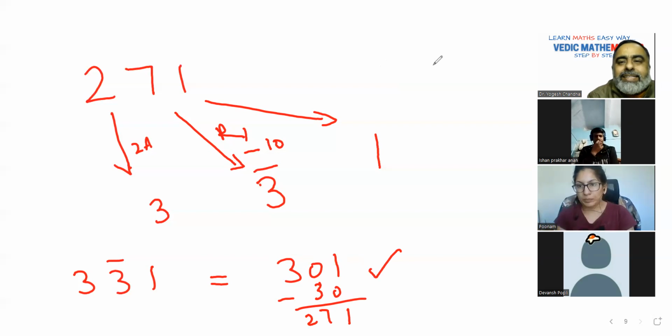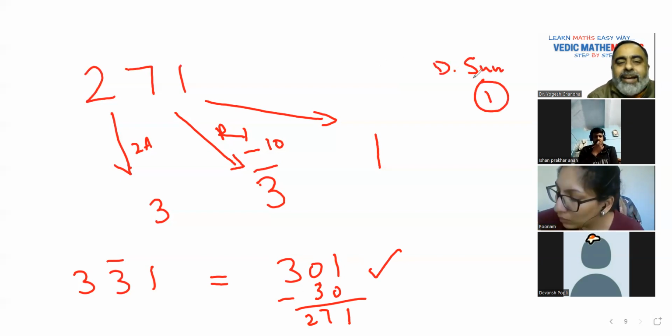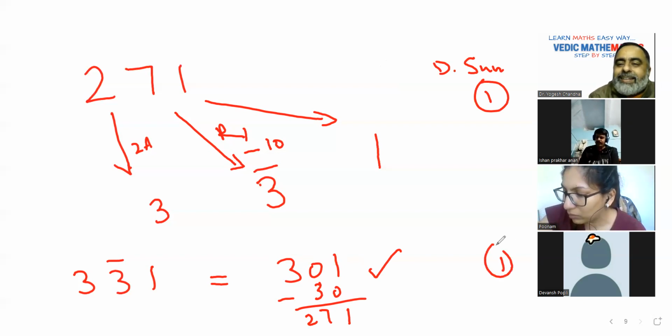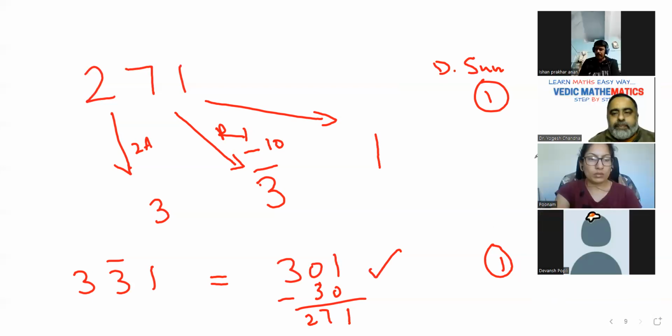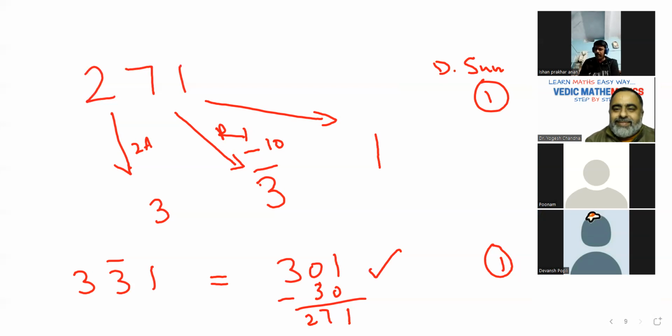And if I go by digit sum, the digit sum is 1 over here. Here also 3 and 3 bar cancel. So it is 1. Now clear? Both the verification methods are clear. Any question? Yes, beta, tell me.